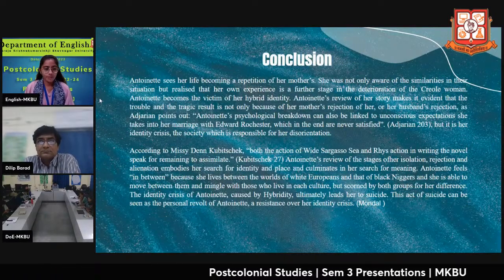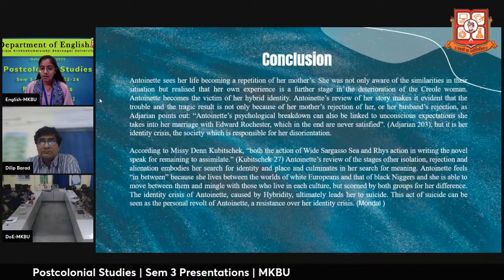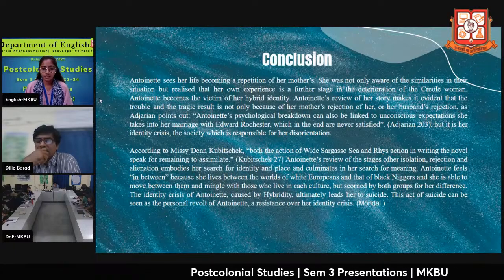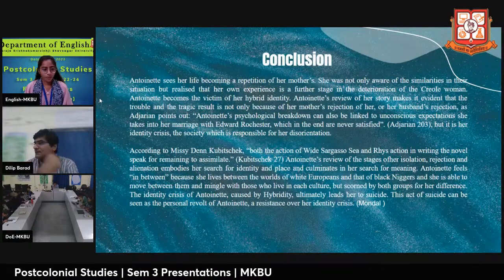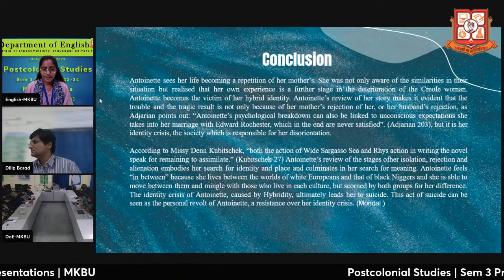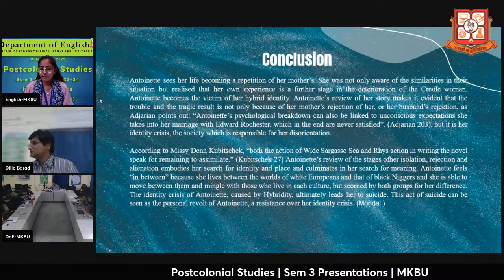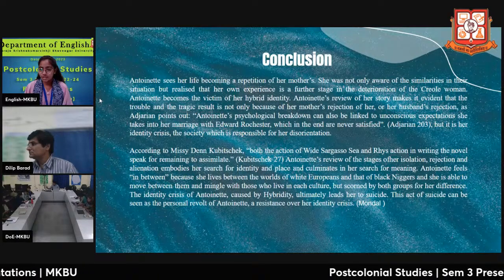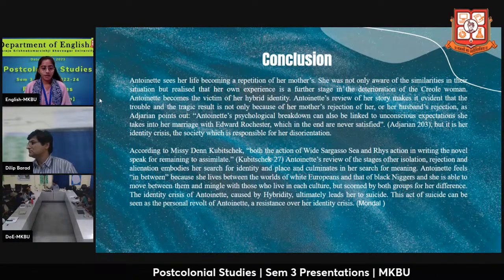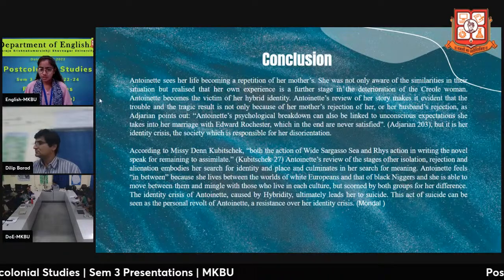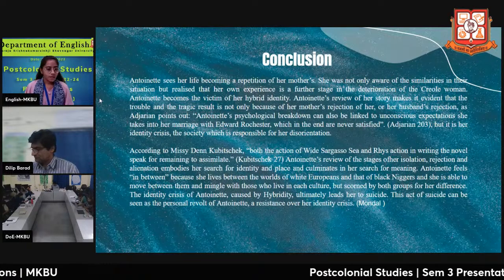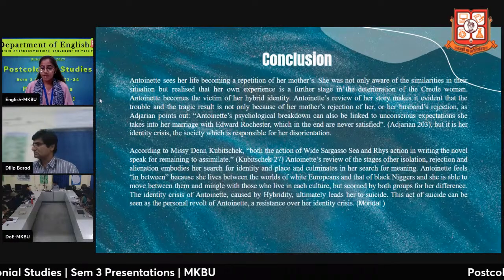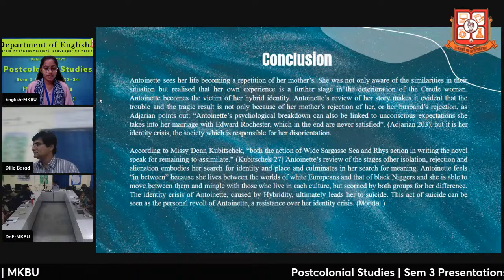Conclusion. Antoinette sees her life becoming a repetition of her mother's. She was not only aware of the similarities in their situation, but really realized that her own experience is a further stage in the alienation of the grown woman. Antoinette becomes the victim of her hybrid identity. Antoinette's review of her story makes it evident that the trouble and the tragic result is not only because of her mother's rejection of her or her husband's rejection, as Jani points out that Antoinette's psychological breakdown can also be linked to unconscious expectations she takes into her marriage with Edward Rochester, which in the end are never satisfied. But it is her identity crisis, the society, which is responsible for her disorientation.